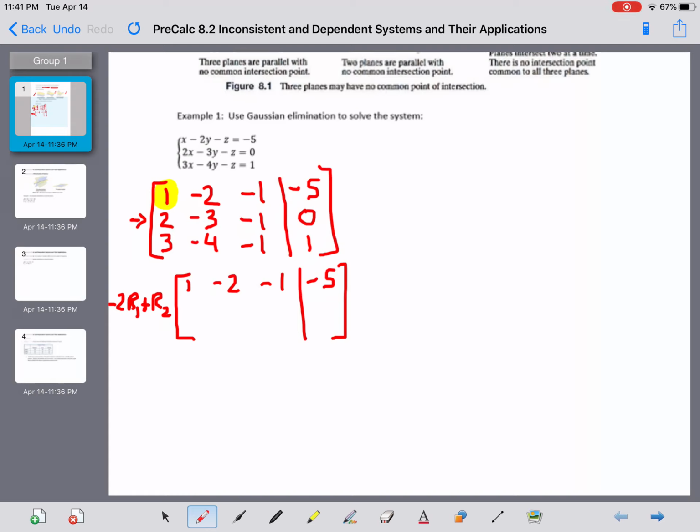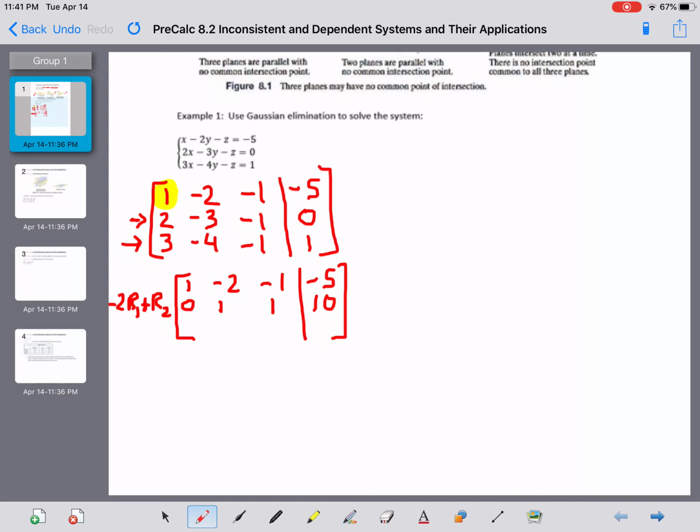So if I take my first element in row 1, 1 times -2, I get -2, add it to the 2 beneath it, and I get 0. Second element, -2 times -2 is +4, plus the -3 underneath it gives me a 1. My third element in the top row, I get -2 times -1, which is +2. Add it to the -1, I get 1. And on my constants, on the top row, I get -5 times -2, which is +10. Add it to the 0 underneath it, and I get 10. To save myself some space, I'm going to work on my third row as well.